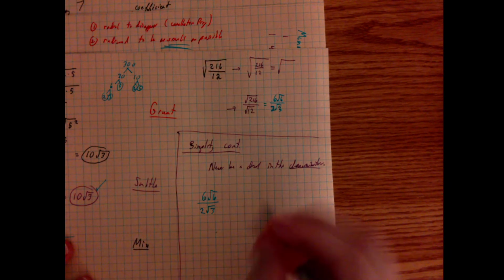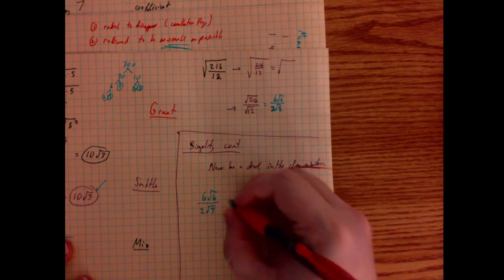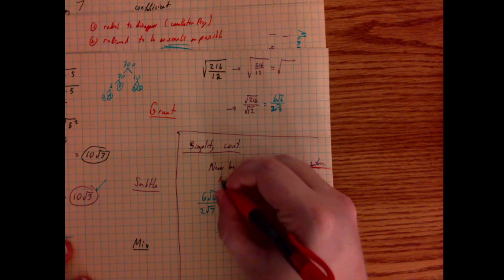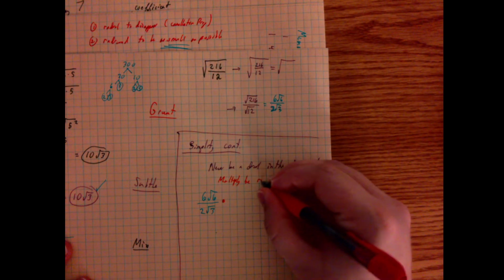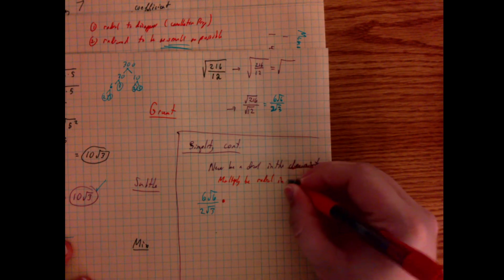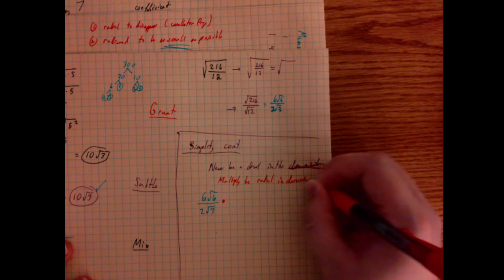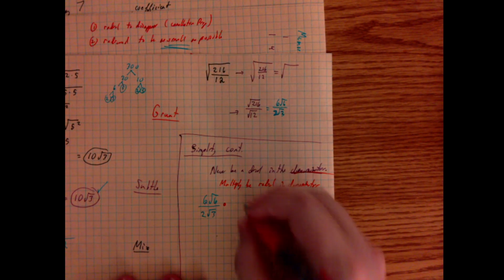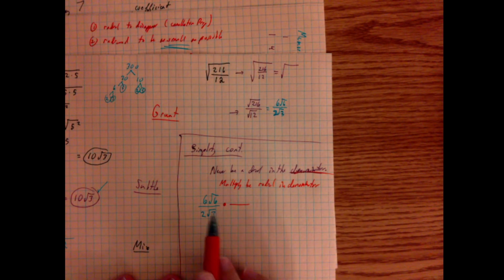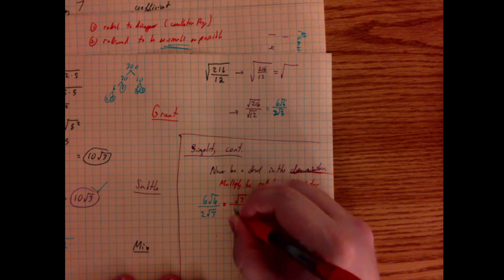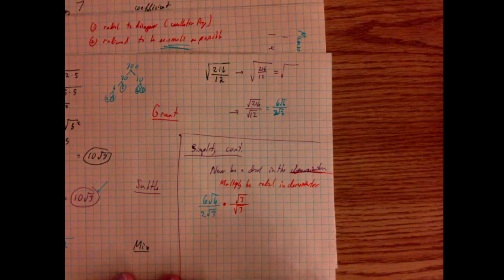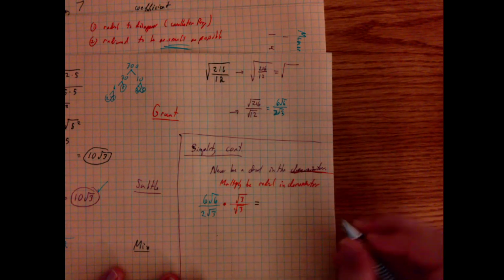In this example, 6 square root of 6 over 2 square root of 3, the easiest way to get rid of that radical in the denominator is to multiply by the radical in the denominator. There's a radical 6 and a radical 3, but only one of these is in the denominator. That's the radical 3. So you multiply by the radical 3. Why does that work? How do we know this is going to make it more simple?